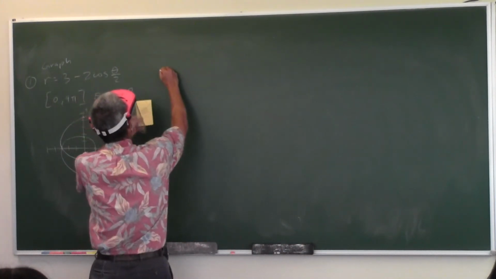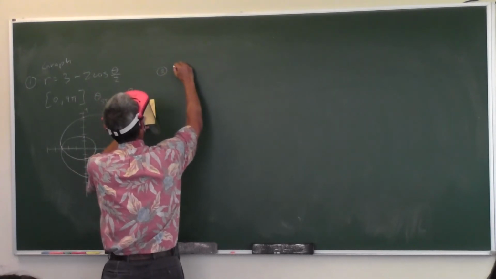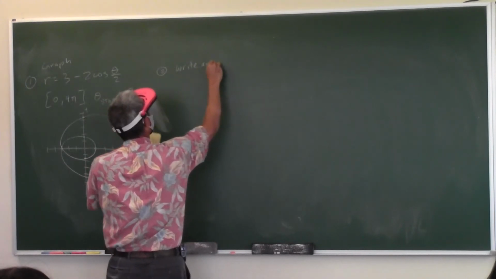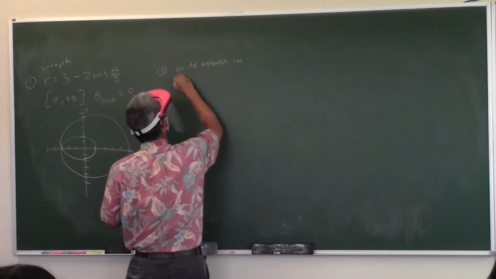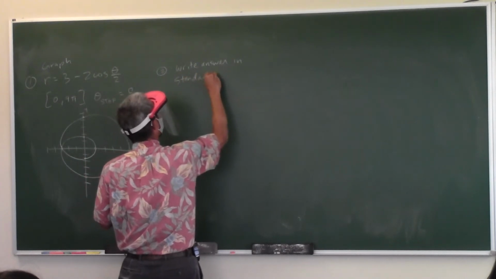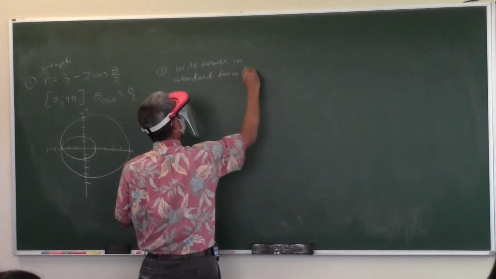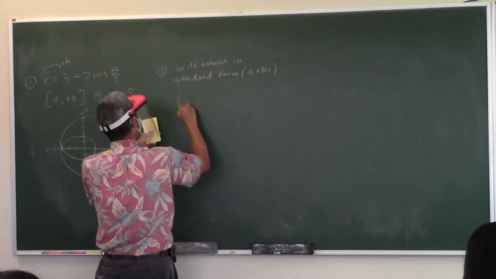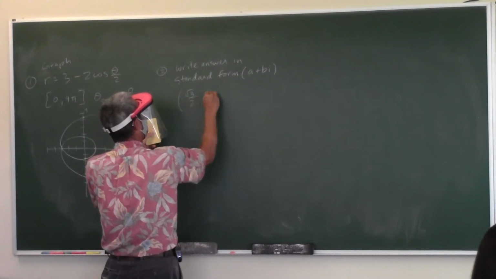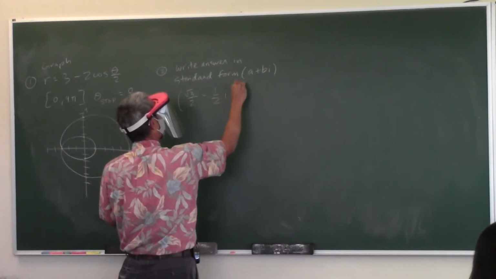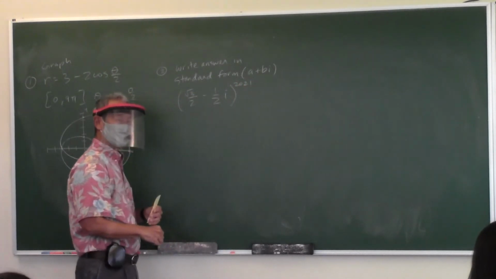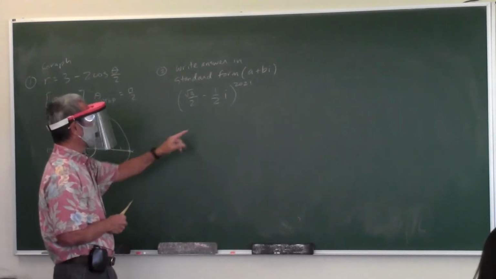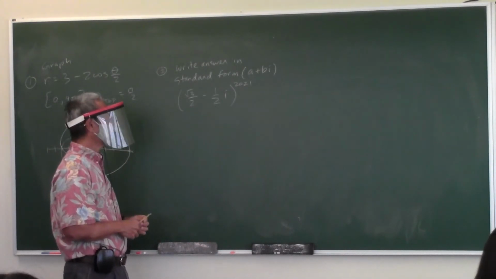Okay, the next one we're gonna do today is write the answer in standard form. And for those of you who still don't know what standard form is, I even tell you what it is, a plus bi. So here we go. Root 3 over 2 minus 1/2 i, raised to the 2021 power. I'm pretty sure it's the same problem you're going to get, except I just change what's inside the parentheses here.